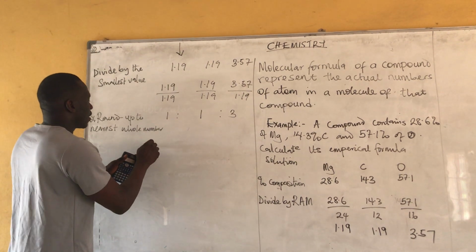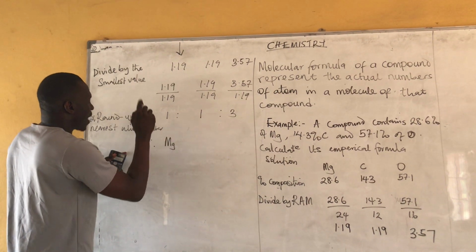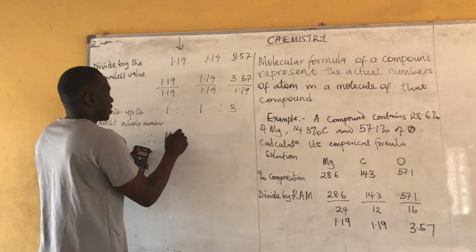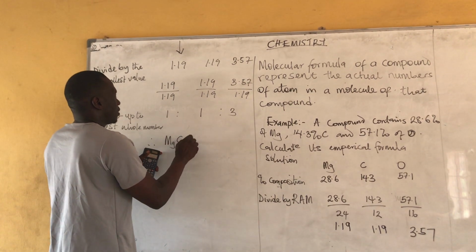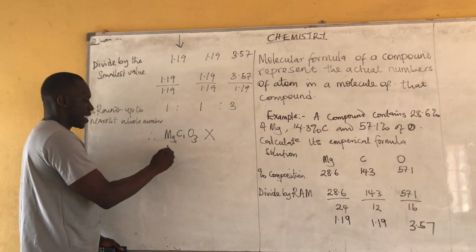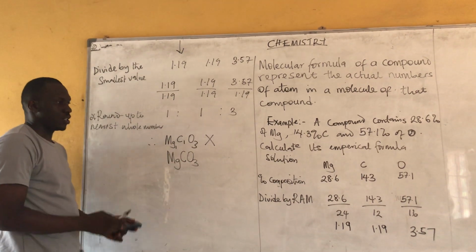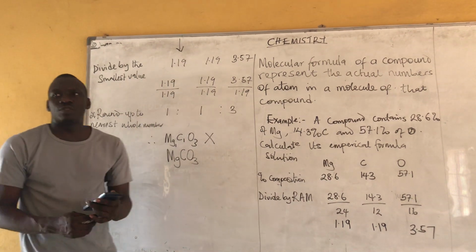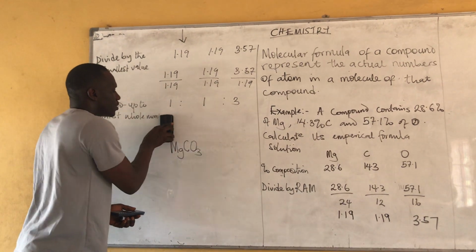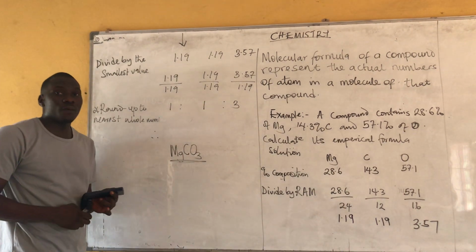Therefore, our empirical formula becomes Mg, which is 1, and in chemistry we don't write 1. Some students will write it this way: carbon 1, oxygen 3. Wrong. Your empirical formula is MgCO3. That is our empirical formula.